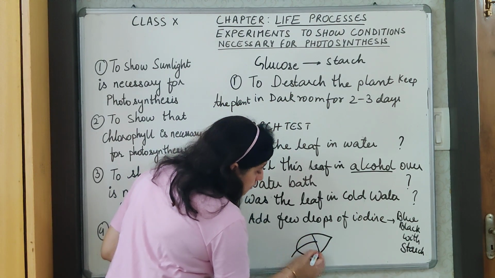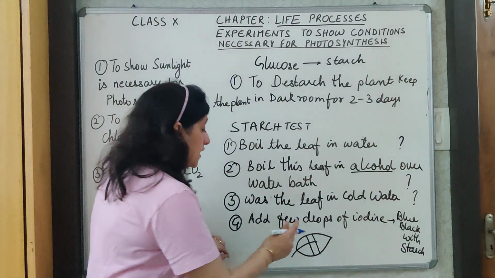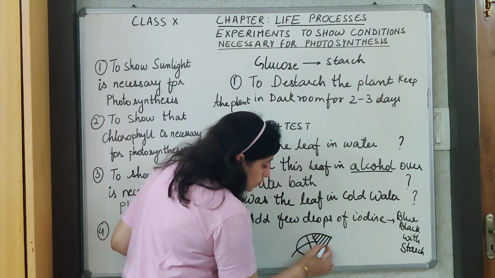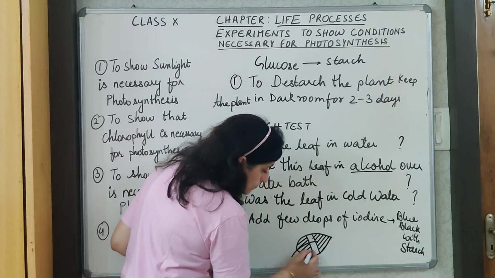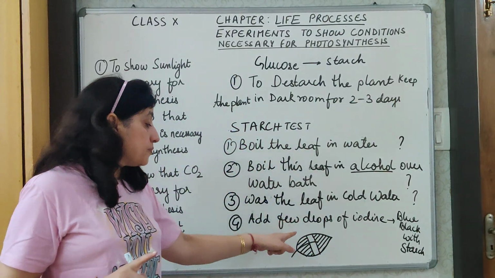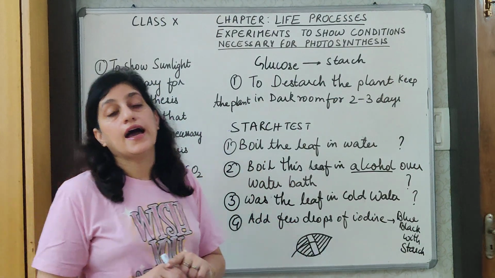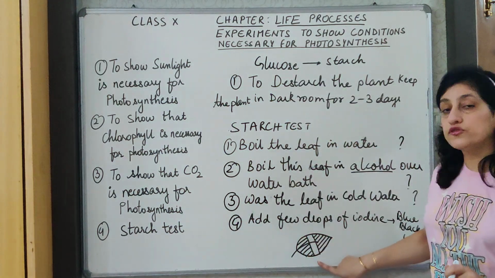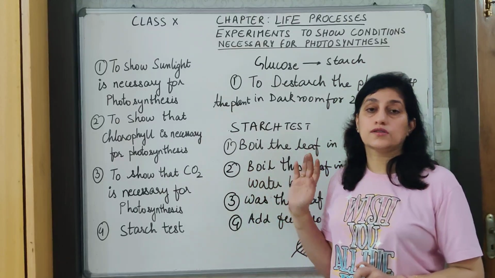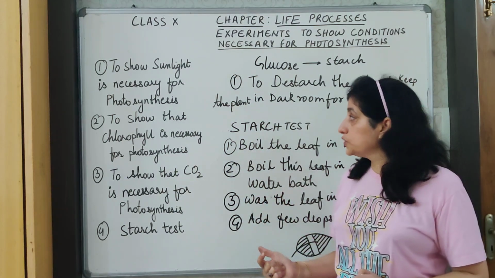This was my leaf. This portion was covered with the screen. So on testing for starch, when we add iodine to the entire leaf, we will see these two portions will turn blue-black, but the middle portion where there was no sunlight will remain colorless. This is because this portion did not get sunlight and hence could not manufacture food, or no photosynthesis takes place without sunlight. This is my first experiment. I hope it is clear to you.